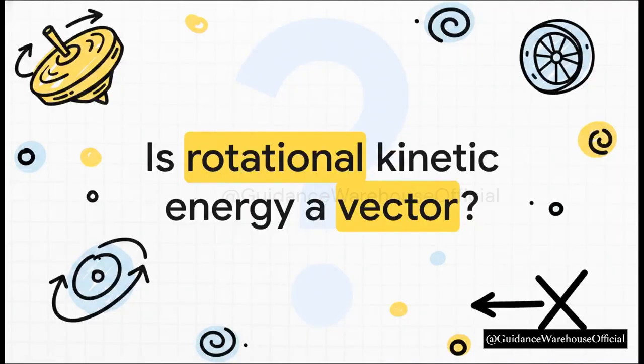At this point, you might be asking, wait, the object is rotating in a circle now? So is rotational kinetic energy a vector with a specific direction? The answer is no, and this is a super common mistake. Energy is always a scalar quantity. Just like linear kinetic energy, rotational kinetic energy has absolutely no direction in space. It's strictly just a magnitude.